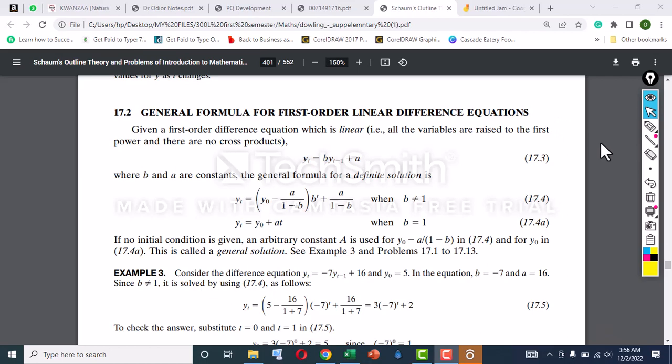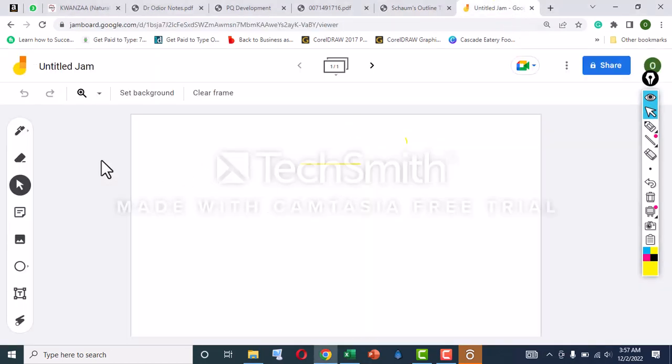Just like we have the general formula of the first order differential equation, we also have the general formula for the first order difference equation. So this is how a difference equation looks like. Remember, in differential equations we also have the form of a differential equation. We are told that this is how a differential equation looks like. Once it is a differential equation, it's going to be like this. Let me zoom in.